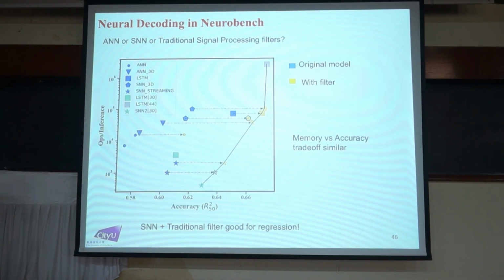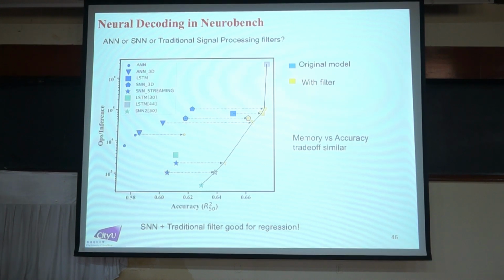What you see in this picture is accuracy at the bottom, using R-square regression, and the y-axis is number of operations, number of computes. We have a similar curve for memory versus accuracy, but the trade-off is more or less similar, so I'll just show one. Each of these dots is a different type of network. What you see here are some blue dots and some yellow dots. Finally, what ended up happening is that if you combine something like an SNN with a traditional filter, the combination ends up being very good for regression-like tasks such as these.